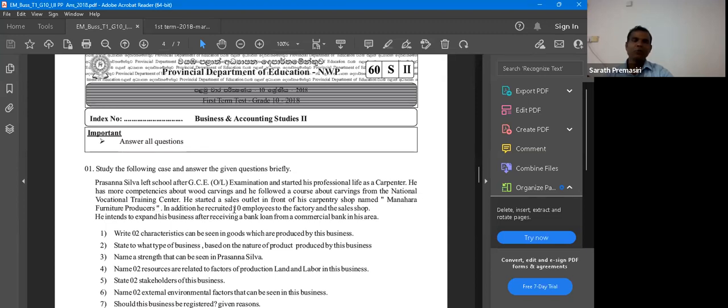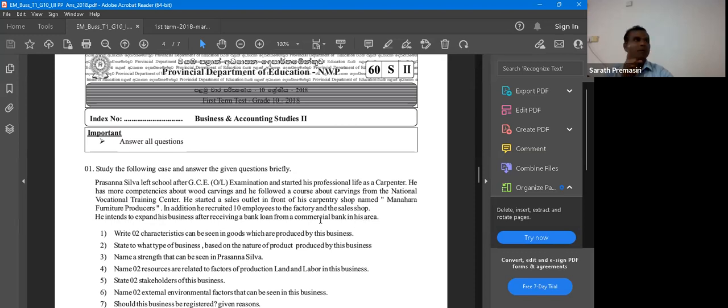In addition, he recruited 10 employees. The 10 employees are stakeholders in the factory and sales shop. He intends to expand his business after receiving a bank loan. A bank loan can be received from a bank, which is an external financial institution, a commercial bank.